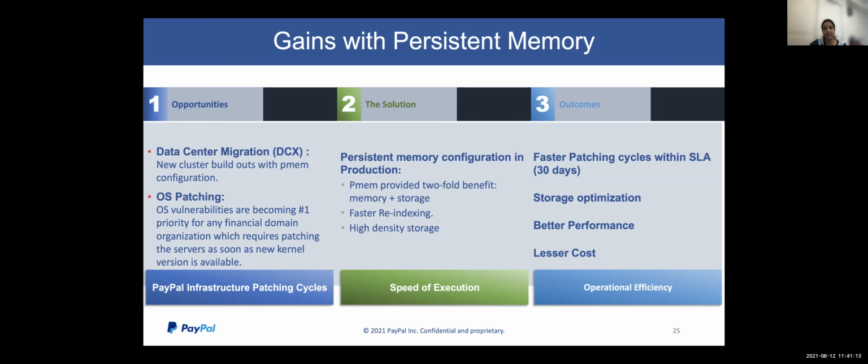So as an outcome of using persistent memory, the improvement is multifold. First, we are able to patch our clusters within an SLA of 30 days, because of a lesser number of servers. Then we also have storage optimization, because fewer nodes are storing the same amount of data for us. And the third is that because persistent memory has almost similar throughput as DRAM and very low latency, it is giving us better performance. And also the operational cost has gone down.